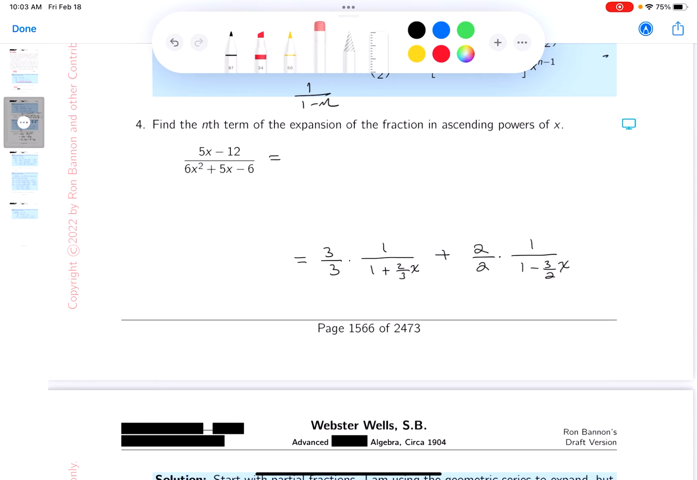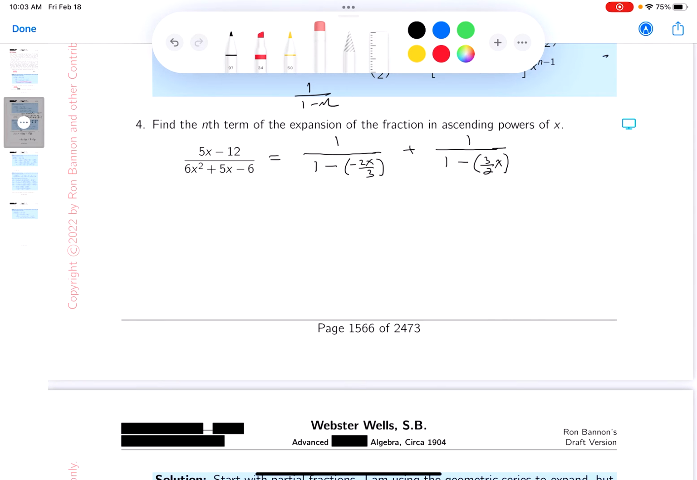All right? I'm going to write these down. I'm going to give myself some space over here. I'm going to write this first term down now as 1. 3 over 3 is 1, by the way. 1 minus 2x over 3. All right? I know what the u is now. Let's do the next one. Plus 1. What do you get on the bottom? 1 minus, what's the u in this case over here? 3 over 2x. Get my eraser out, and my goal now is to write down these sums using that formula.